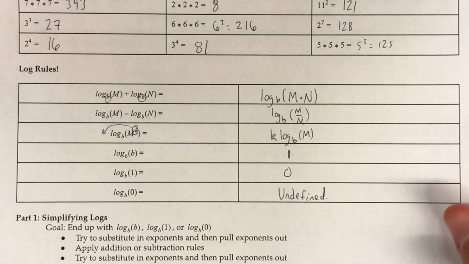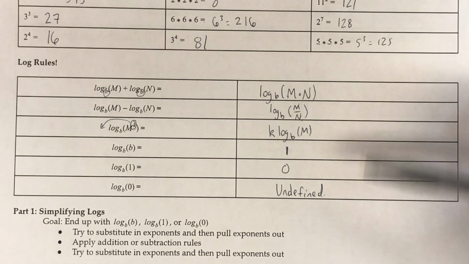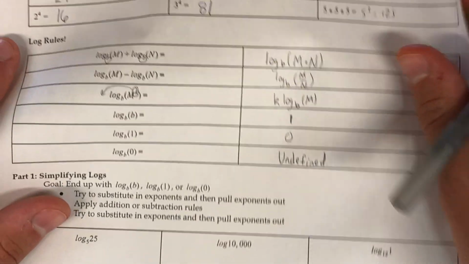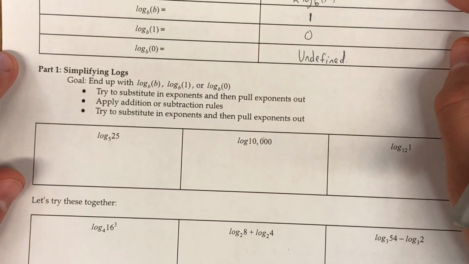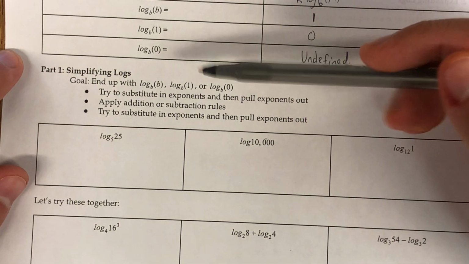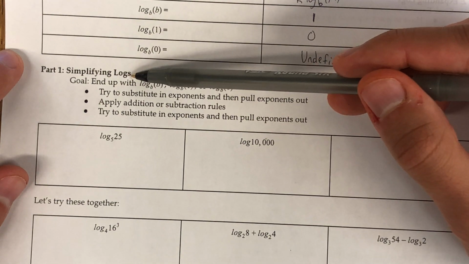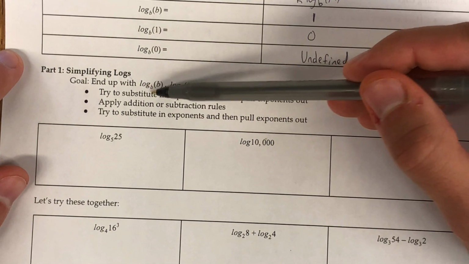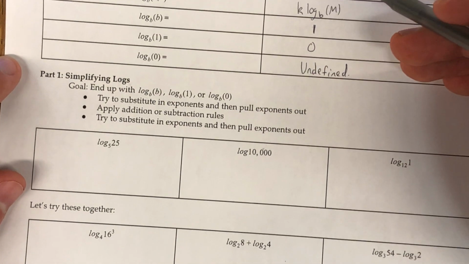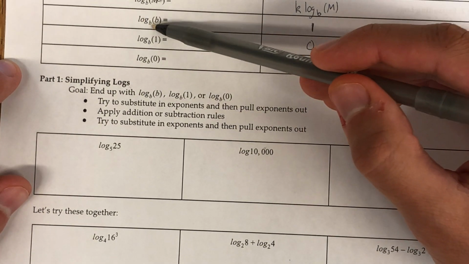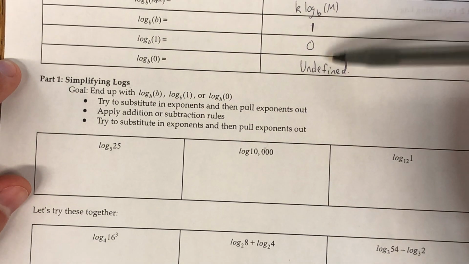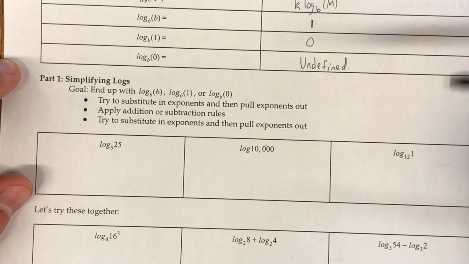Okay, so let's get started here. We'll want to use these rules as we are simplifying logs. When we're simplifying logs, I have some general things to remember. The goal when you're simplifying is if you can end up with log base b of b, log base b of 1, or log base b of 0, that's really helpful. That's because log base b of b is 1, log base b of 1 is 0, and log base b of 0 is undefined. We have these clear answers.